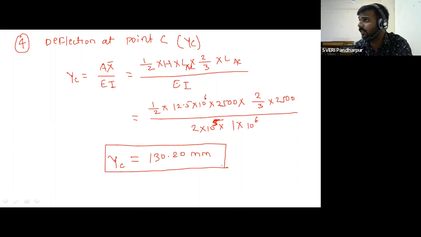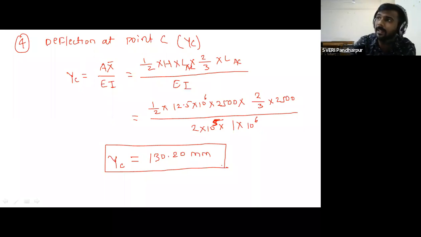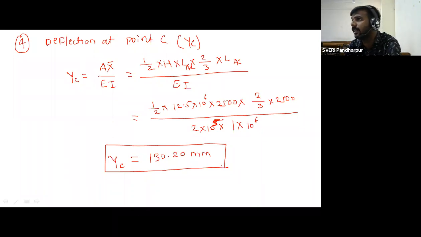In the numerator side there are also dividing factors: 2 is also dividing, 3 is also dividing. 132.2, this is correct. Please do the calculation here. 13.02 into 10 raised to 3 is wrong. Do the calculation once again and send me the correct answer. In the numerator side there is a 1/2 and a 2/3, so do the calculations properly at the numerator side, and then divide the total answer by E into I. That's 132.2.